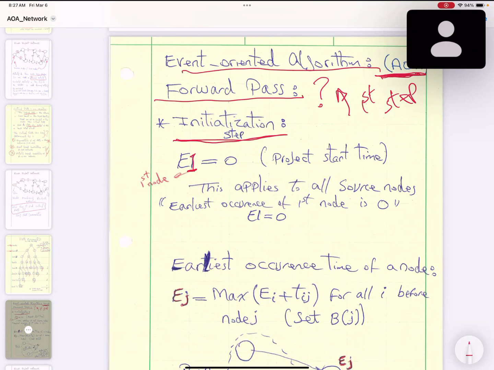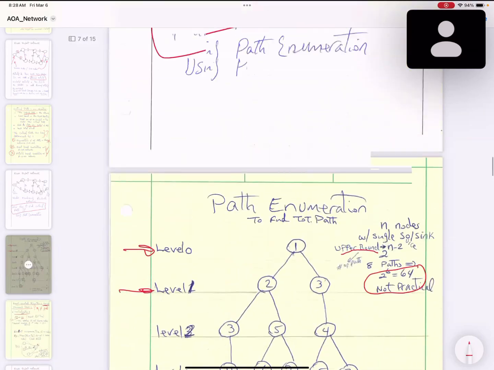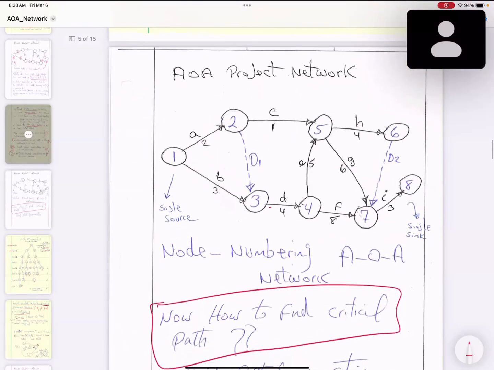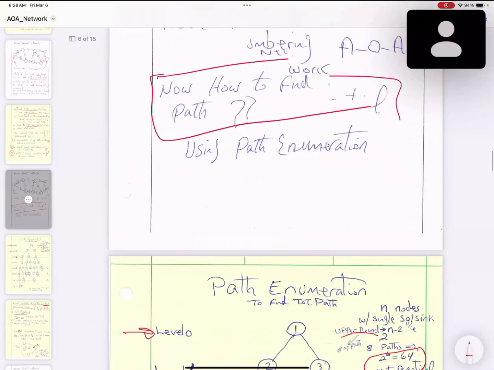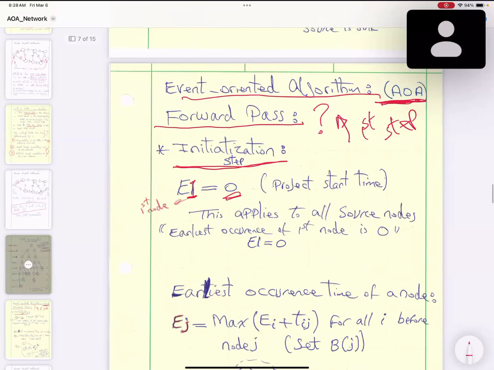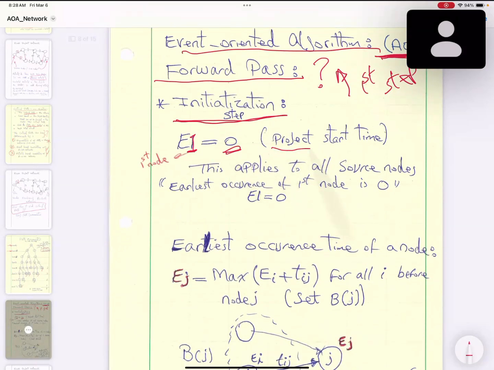It could be zero, right? Day one or day zero. Day zero. So that's why I put day zero here. The earliest that you can start activity number one from your project network. This is your network. How early can you start this activity A? On day number zero. So that's why I put here activity one can start. This is the project starting time. This applies to all source nodes. You have only one source node. Earliest occurrence of the first node is zero. You need to understand this terminology. Earliest occurrence of the first node is zero, and that's how you show it: E sub 1 is equal to zero.